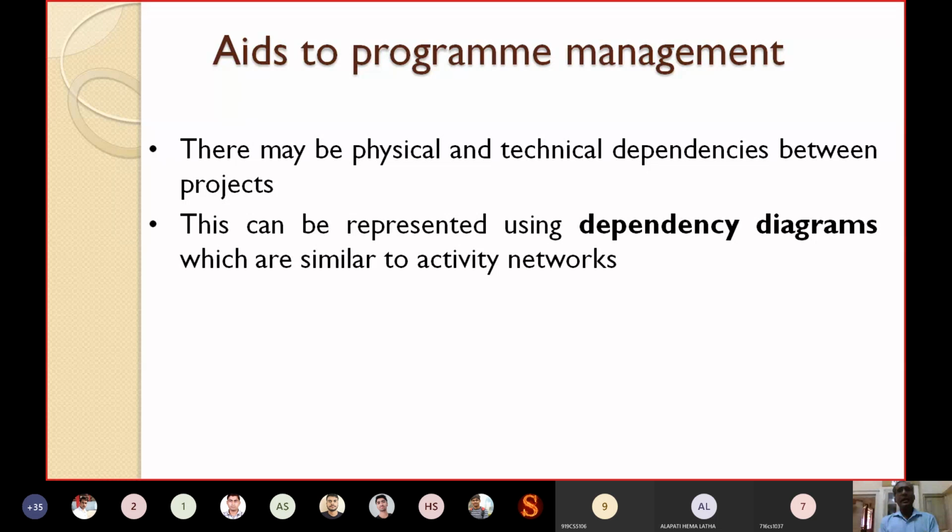This dependency diagram is very similar to an activity network. We have not actually studied the activity network. After a few classes we'll go to the activity network. Those who have studied CPM and PERT might know that CPM and PERT are based on activity networks. So here also these dependency diagrams are similar to activity networks. After some classes we'll discuss activity networks. Now let's first see the dependency diagrams.